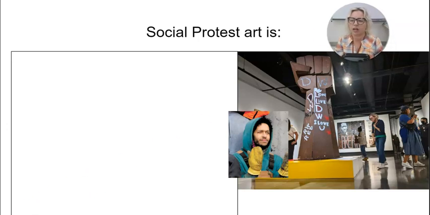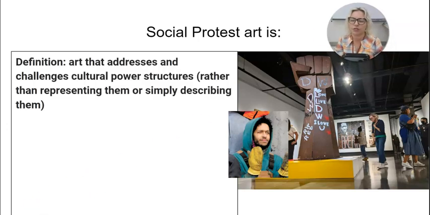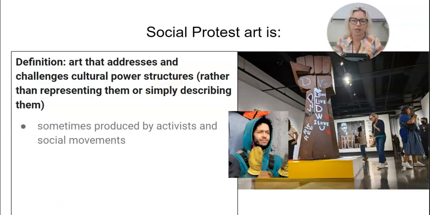Social protest art. Here's a definition for you. It's art that addresses and challenges cultural power structures rather than representing them or simply describing them. So the key verbs are addresses and challenges. Addresses, challenges. Cultural power structures. All right, get that down?